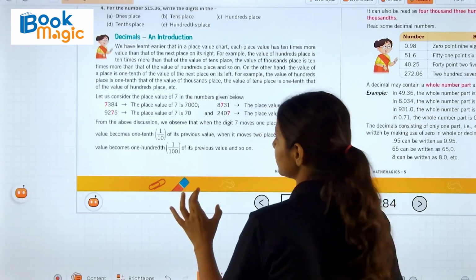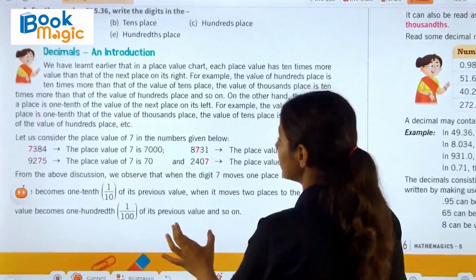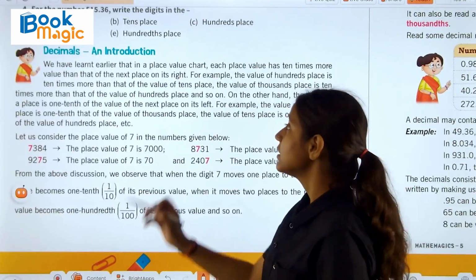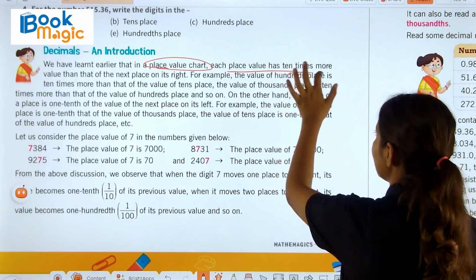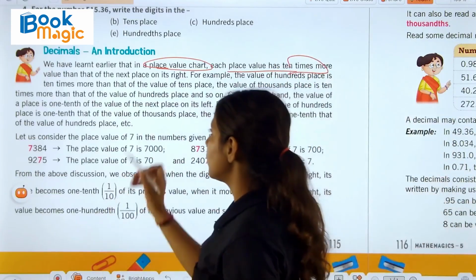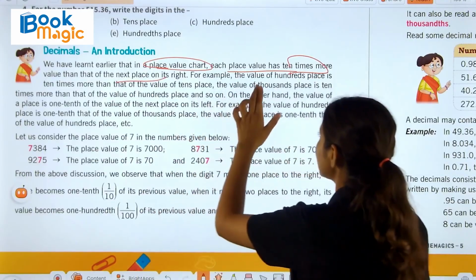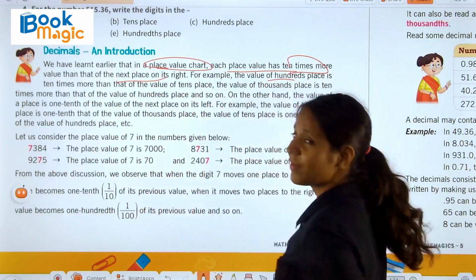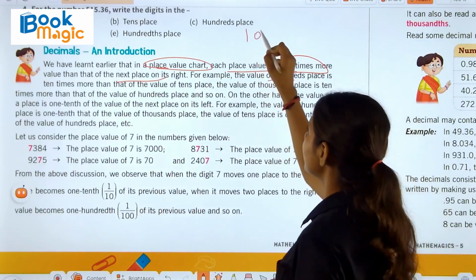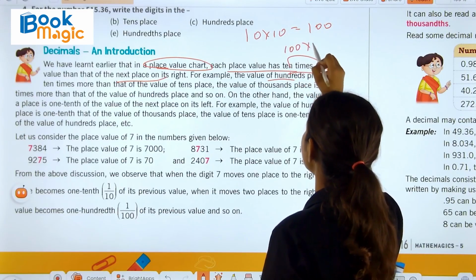डेसिमल की इंट्रोडक्शन के बारे में पढ़ते हैं. We have learned earlier that in the place value chart, each place value is 10 times the value of the next place on its right. For example, the value of the hundreds place is 10 times the value of the tens place. That means 10 into 10 makes 100. Similarly, 100 into 10 makes 1000.